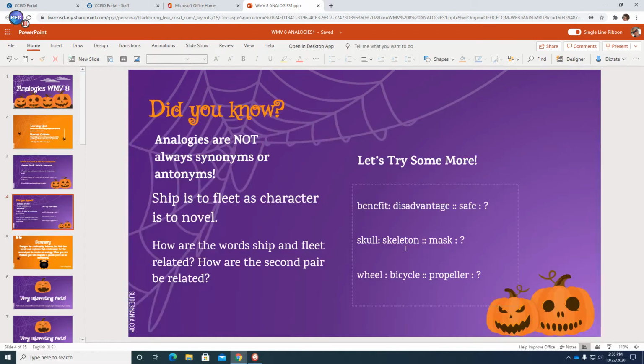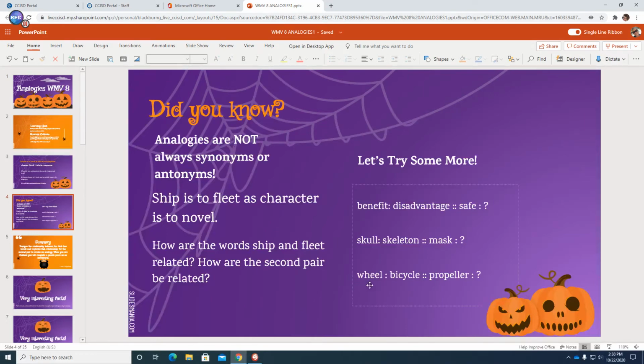Now let's look at the next one. Skull is to skeleton as mask is to... Again, look at the first two words. Are they synonyms? Antonyms? Part whole? Outstanding. A skull is part of a skeleton, so a mask is part of a costume, disguise. Any of those would work.